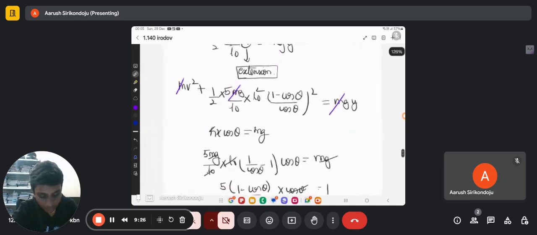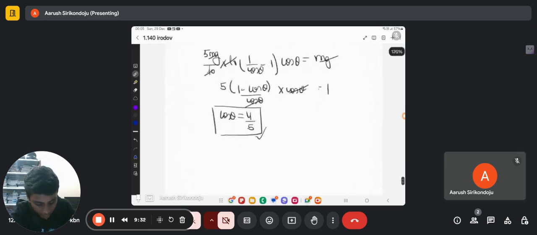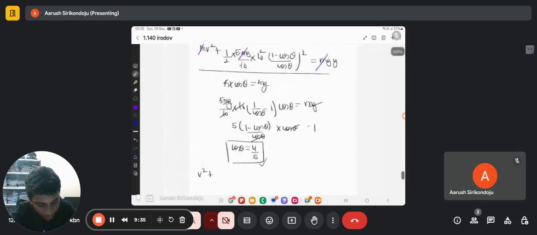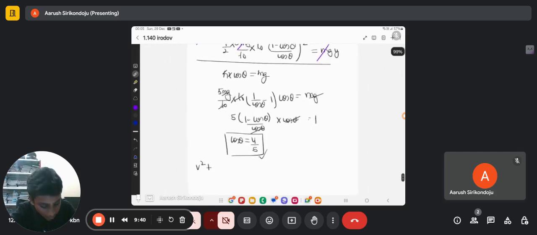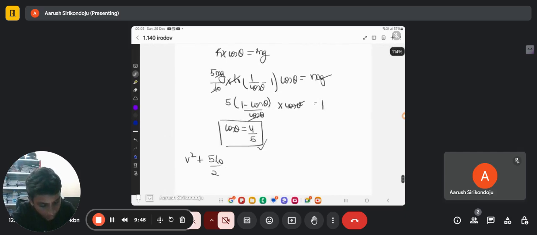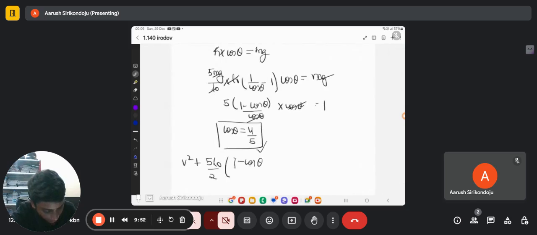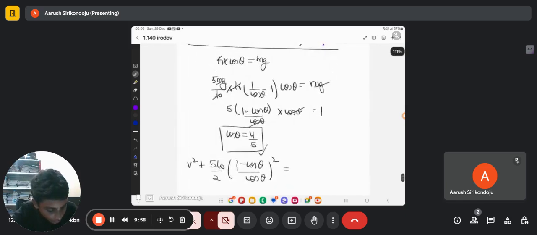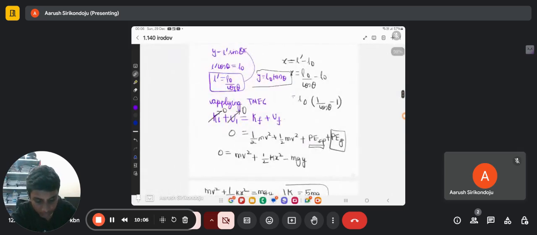Now, if we look at this equation, what do we get? Let's write over here, v square plus 5 L naught by 2 into 1 minus cos theta upon cos theta whole square equals gy. Right. Now we know the value of y. Y is supposed to be L naught tan theta. Let's substitute it over here.